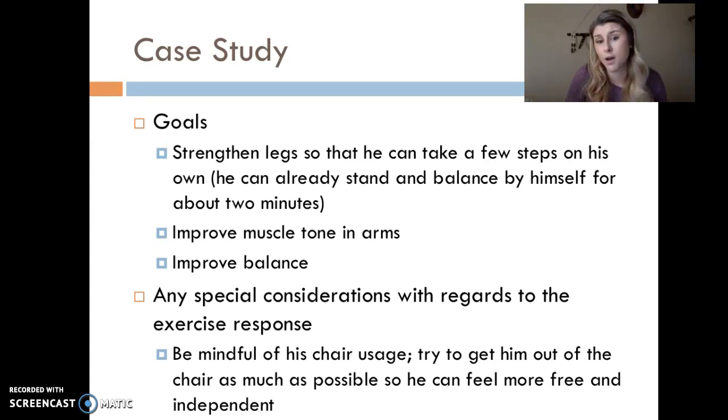His arms have a lot of function in them, but he wants to further increase that so he can have just an improved quality of life. And he also wants to improve his balance.